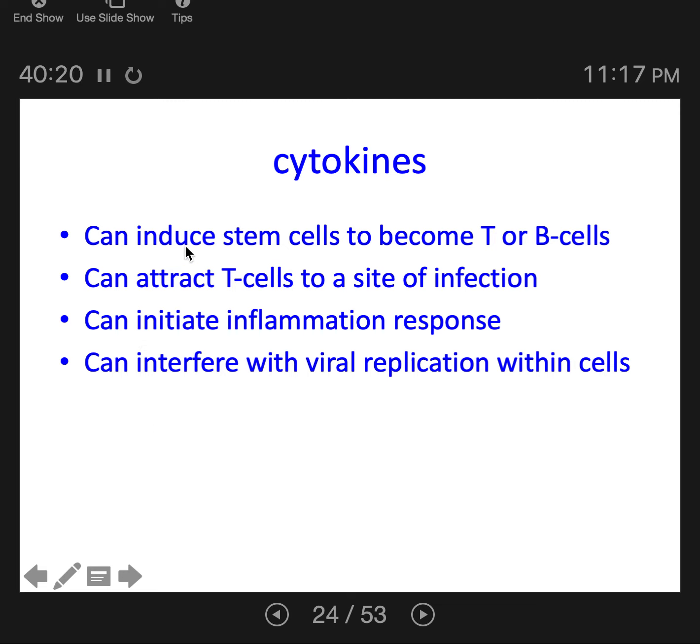So cytokines can induce stem cells to become T or B cells. So if one of your cells has encountered a pathogen, one of the things it might do is release cytokines, which send signals to your bone marrow, where the stem cells for your blood are, and signal the stem cells in your bone marrow to become more white blood cells, like more T or B cells. Cytokines can attract T cells and other immune cells to a site of infection. So if one white blood cell encounters a pathogen, it might release cytokines as a chemical trail to attract other white blood cells to that site where the battle is going on.